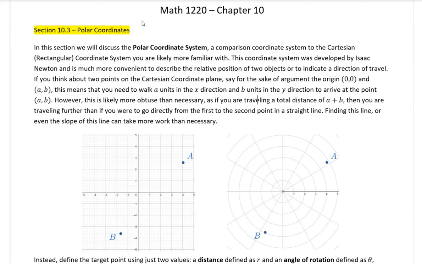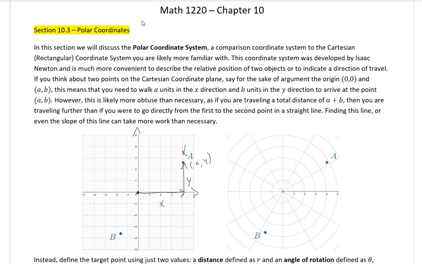For example, here I have both a rectangular and a polar coordinate system with the graphing of the same points. If you take point A, the way I would get there starting at the origin is I'd have to define both x and y axes, which is a little bit arbitrary in most cases. Then, to get to A, which is defined as an x and a y coordinate, I would have to go in the x direction and then in the y direction.